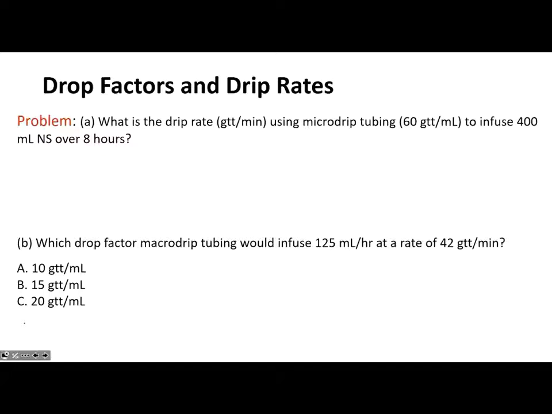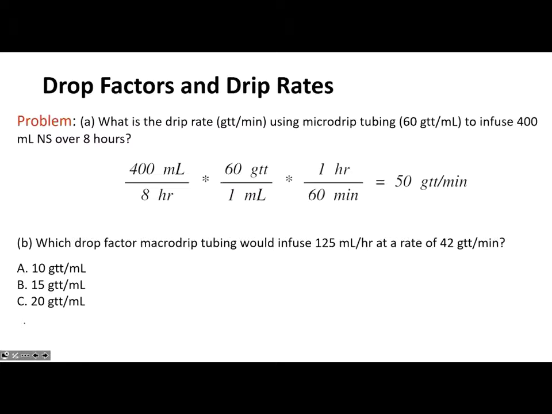What is the total volume we're trying to infuse? 400 milliliters. Over what time? 8 hours. So let's start with that. We want to infuse 400 milliliters over 8 hours. So if we set up that ratio to begin with, then we can start from there. Let's convert. We have a flow rate, but instead of mils per hour, we want drops per minute. So we could choose to change either unit. I chose to use the volume first. So let's convert mils to drops using the drop factor.